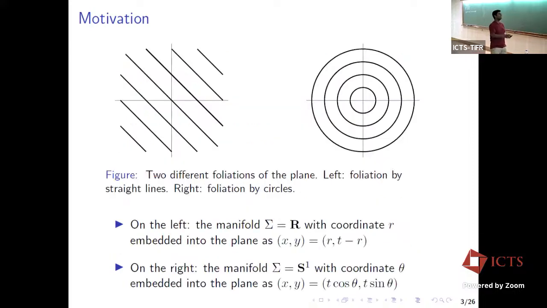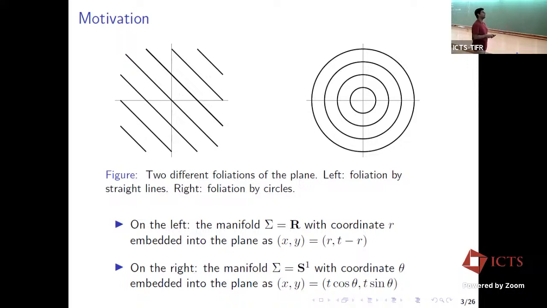So I'll give an example of a foliation of a Euclidean space. It's not of Lorentzian signature, because it's easy to draw different kinds of foliations. Here we're looking at two different foliations of the plane. On the left, we have a foliation by straight lines which are parallel to each other. And on the right, we have a foliation by circles of different radii.